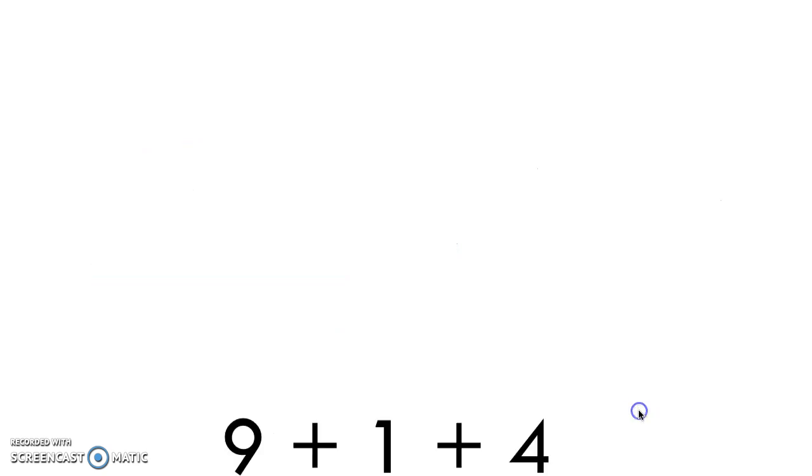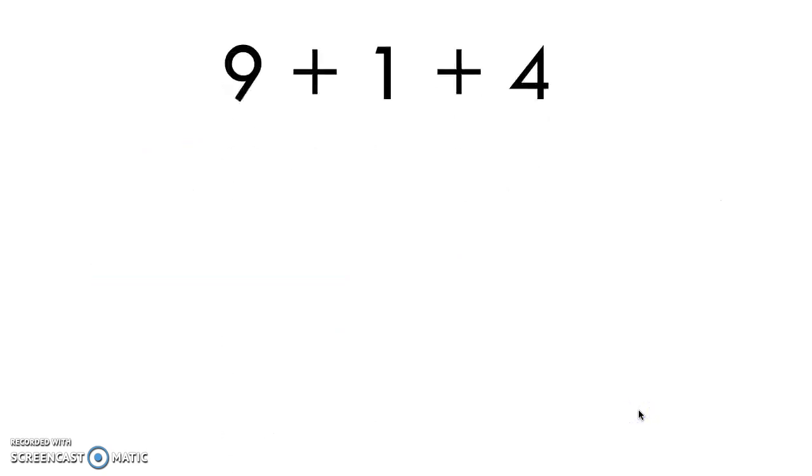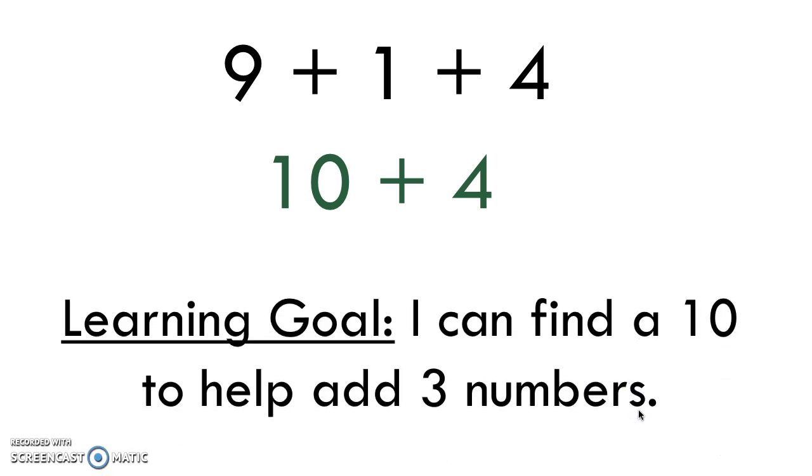All right, let's look and see what we just did. I took a tricky problem of 9 plus 1 plus 4, and I changed it into something that had a hidden 10 or a 10 group in there to help me add up. I changed it into 10 plus 4. That goes right along with our learning goal for today. Our learning goal says I can find a 10 to help add 3 numbers. That's what we're going to practice today. We're going to look for a 10 in a group of 3 numbers that we're adding to simplify and make the problem a little bit easier.